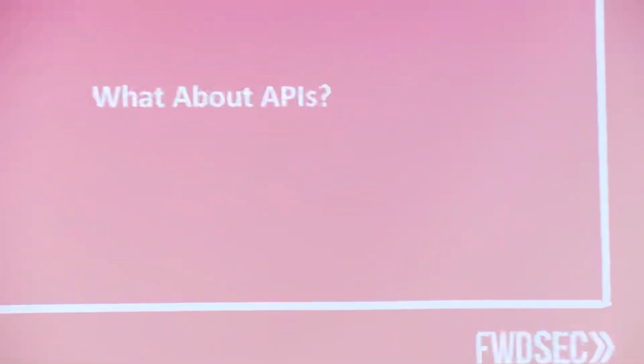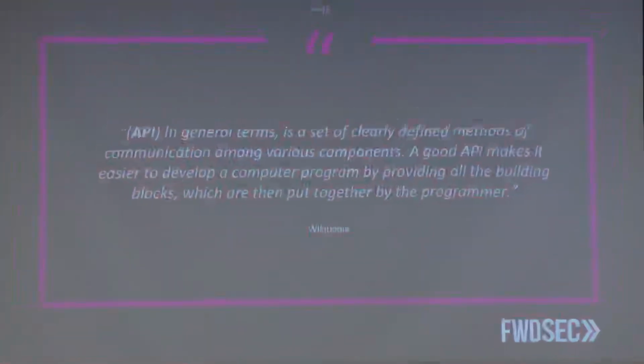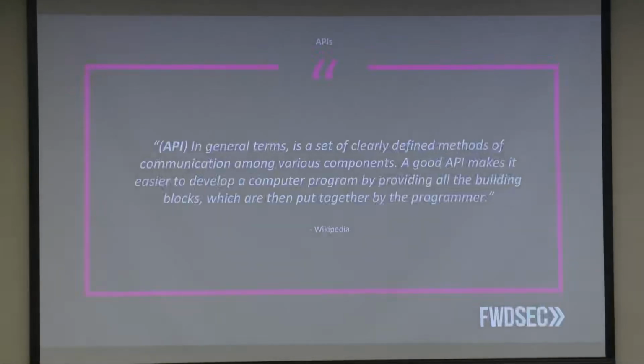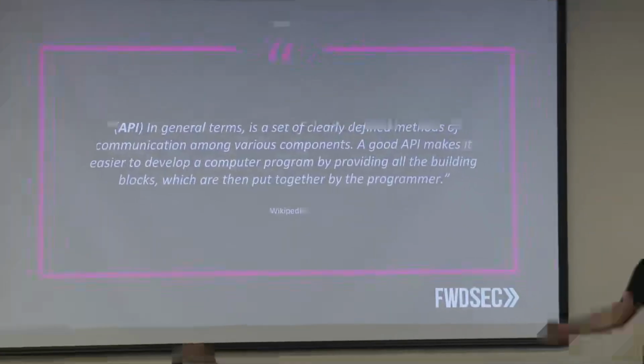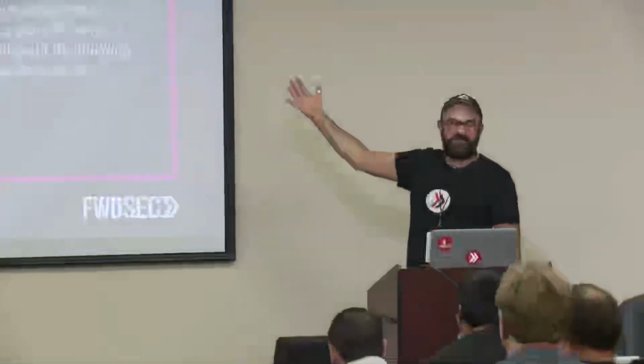What about APIs, right? APIs have been around forever. I've been programming since the late 80s, and APIs are not a new concept. API simply just means application programming interface, again, back to Wikipedia. In general terms, it's a set of clearly defined methods of communication among various components. A good API makes it easier to develop a computer program by providing all the building blocks, which are then put together by a programmer.